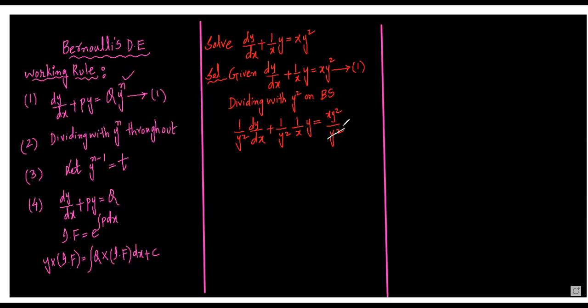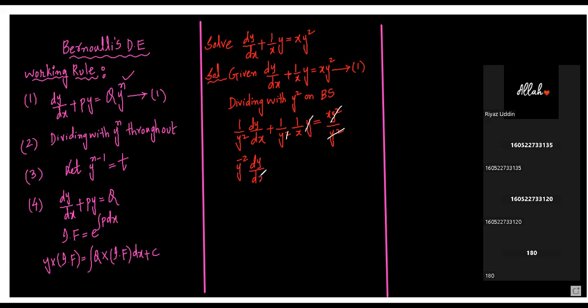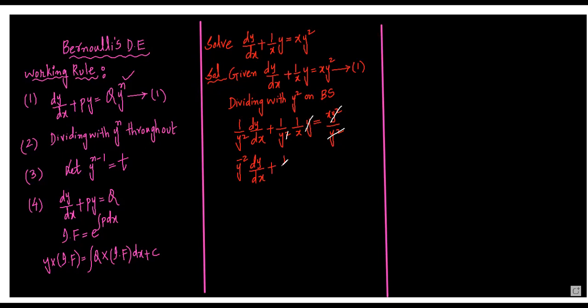1 by y square dy by dx plus 1 by y square into 1 by x into y, the y square cancels. Right side, here also one term is cancelled. So if I am continuing, y to the power of -2, can we write for this term? Y to the power of -2 dy by dx plus what's left here? 1 by y into x.